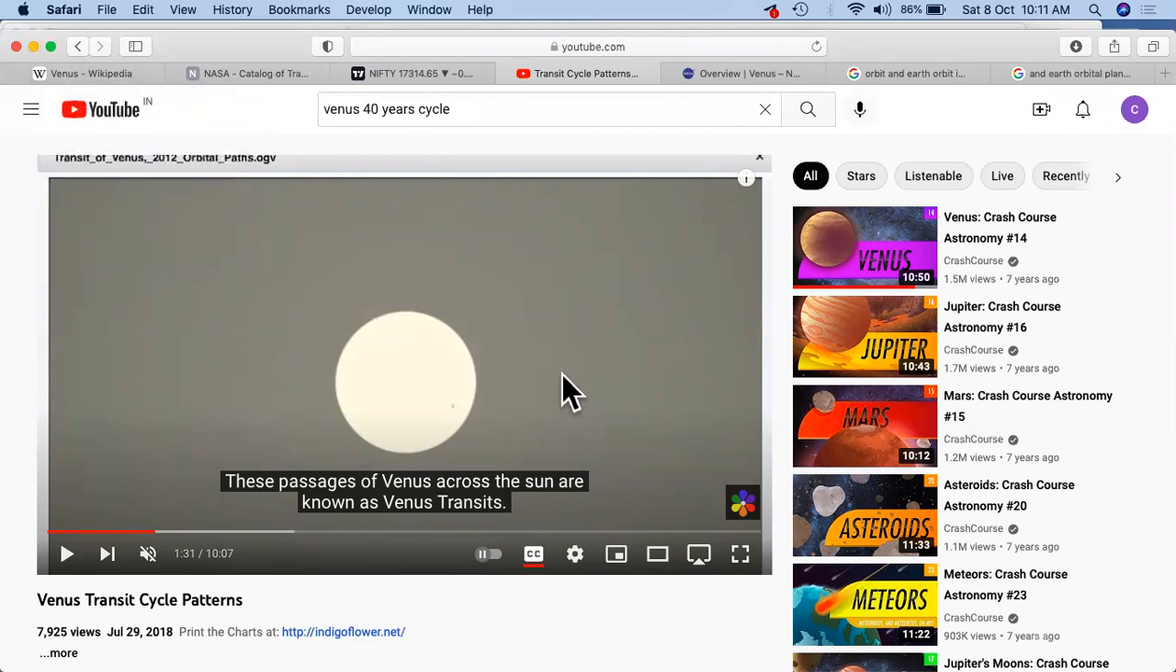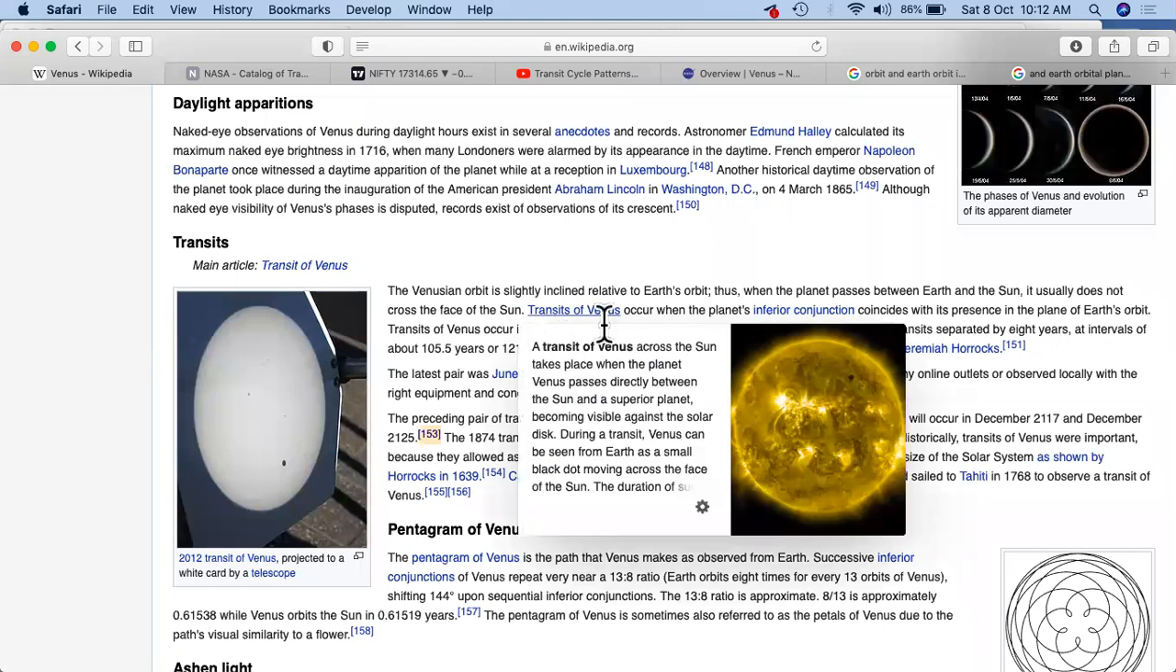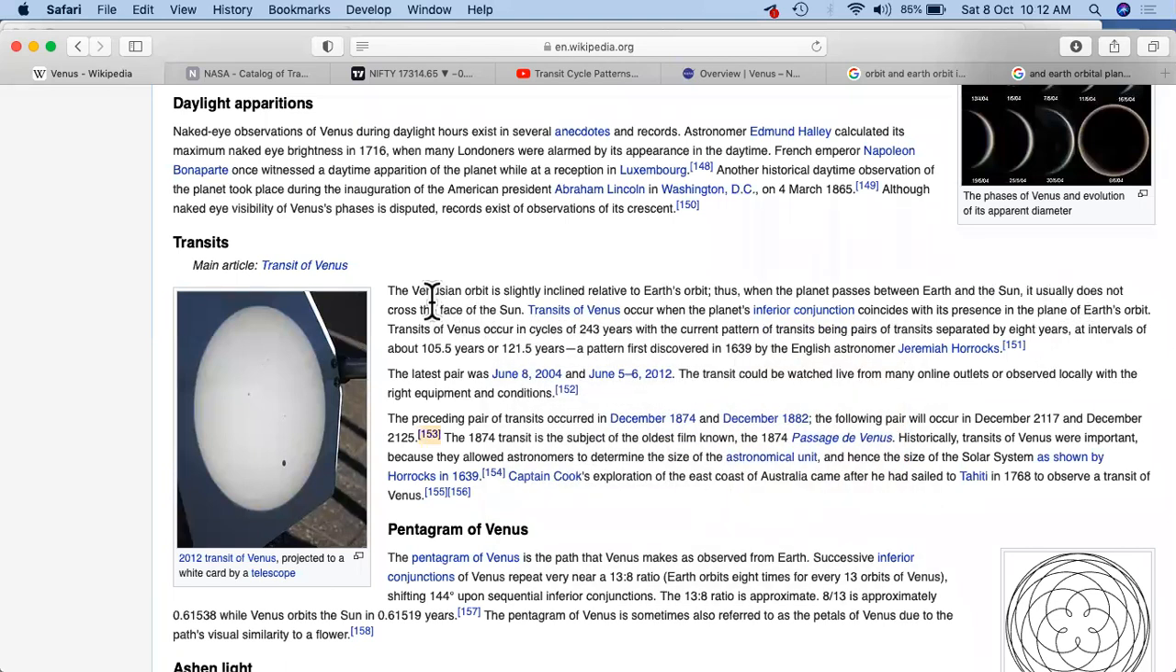So when this black dot, which is there, passes, this is Venus, by the way, when it passes across the Sun in the same plane, right? So that period is called as transit. So let's try to find out more about this from Wikipedia. As I told you, it usually does not cross the face of the Sun. Transit of Venus occurs when the planet's inferior conjunction coincides with its presence in the plane of Earth's orbit, right?